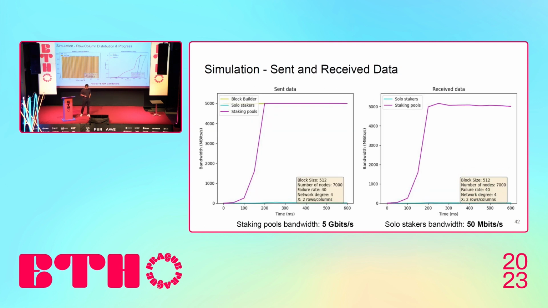Now, what else can we do with this? We can also look at the send and receive data. So in this particular example, we define that the staking pools have like 5 gigabits per second of bandwidth, and solo stakers 50 megabits per second of bandwidth. And this is exactly what you see here. And this is for the block builder.